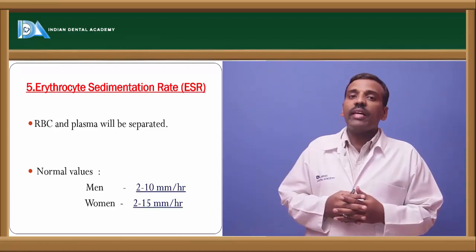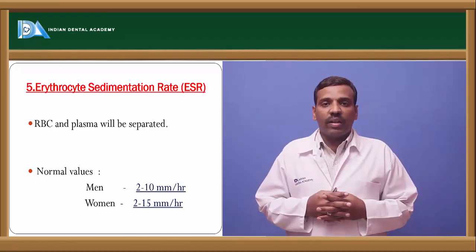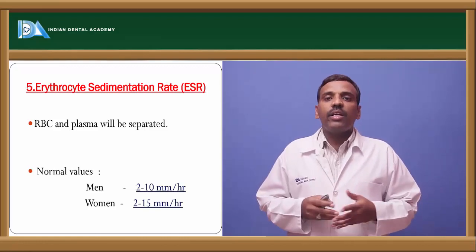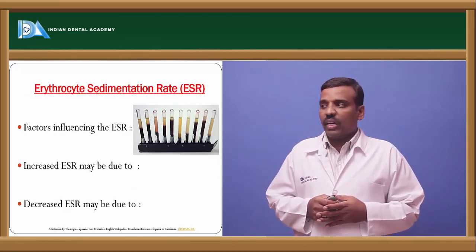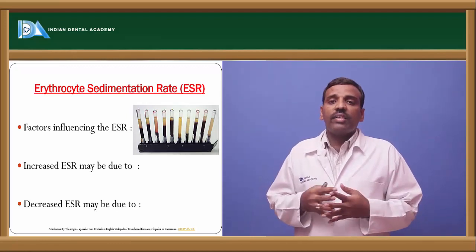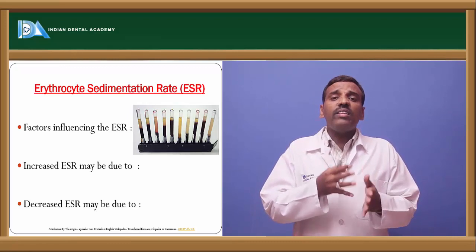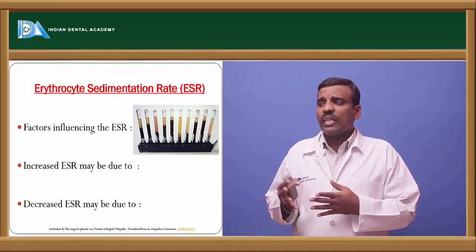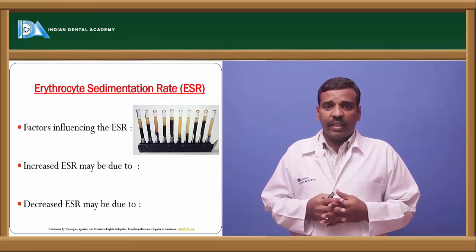The normal range of ESR in men is about 2 to 10 millimeters per hour. In women it is about 2 to 15 millimeters per hour. And next, the factors which influence the ESR are of two types: increasing factors and decreasing factors. ESR is increased when there is an immune response, when the body gets infected, and it is decreased during anemic conditions.